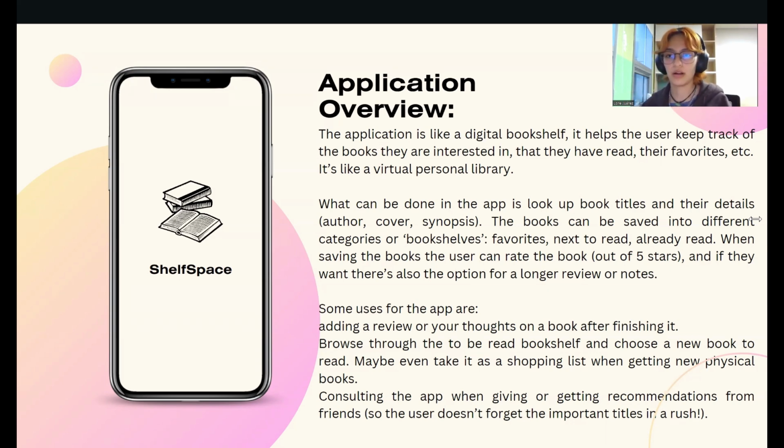Browse through the to read bookshelf, the ones you want to read next, when you're shopping for books. That way you can remember which ones you want to get, or if someone is giving you recommendations, you can just save them on your phone, and next time you're buying a book, you can check that. Or if someone asks for recommendations, you can easily just go to your favorites and check it in your app. Yeah, that's about it.